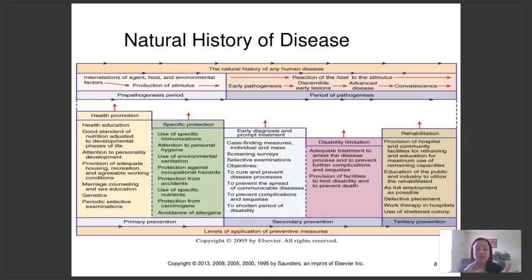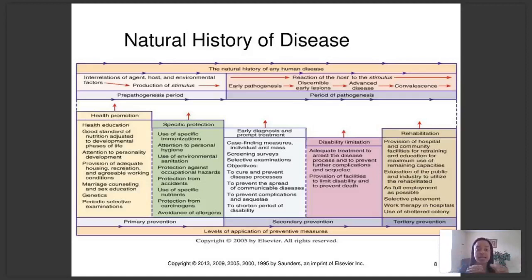One of the things that you want to pay attention to is I'm going to skip down to the bottom of the slide, or towards the bottom of the slide, and then we'll come back up and talk about each of those subcategories, okay? What this slide shows you is that one of the things we're trying to pay attention to, along with the natural course of a disease, the natural history of disease, is the level of preventive measures that can be used that correspond to the process of disease, okay?